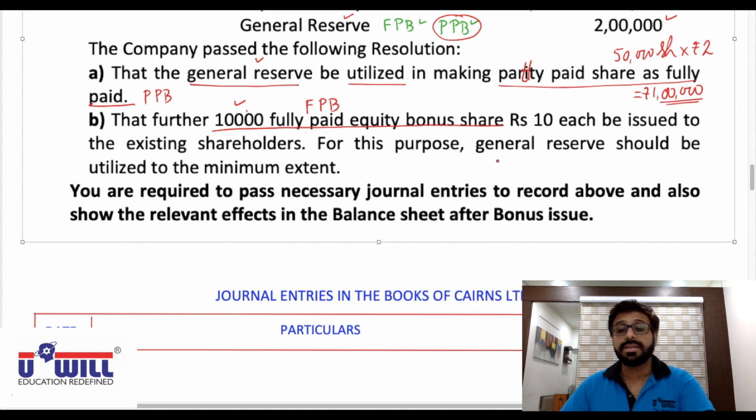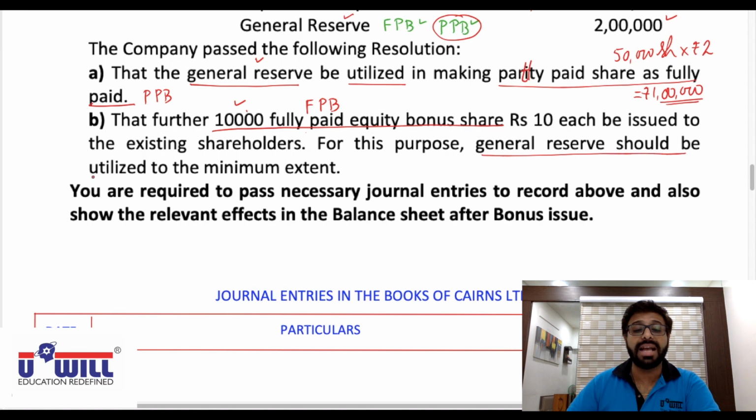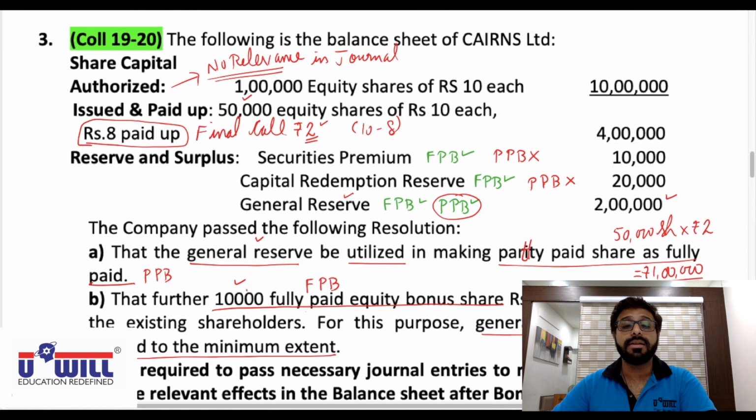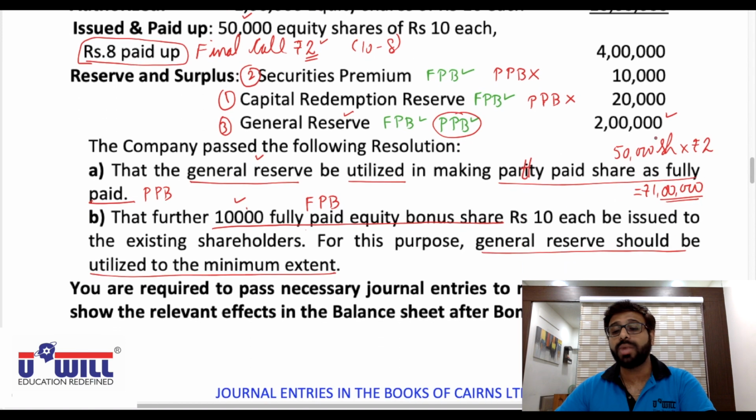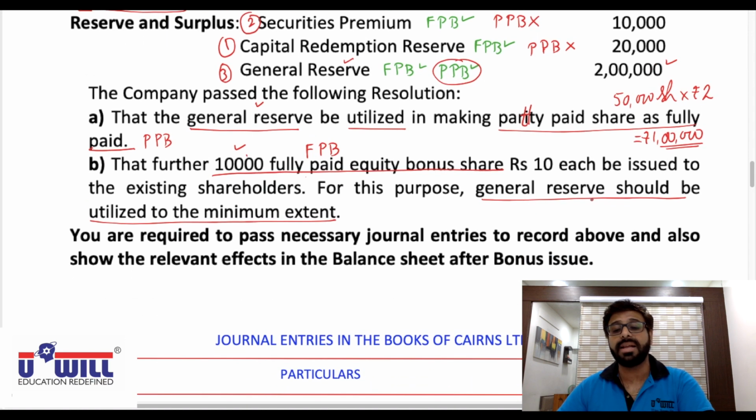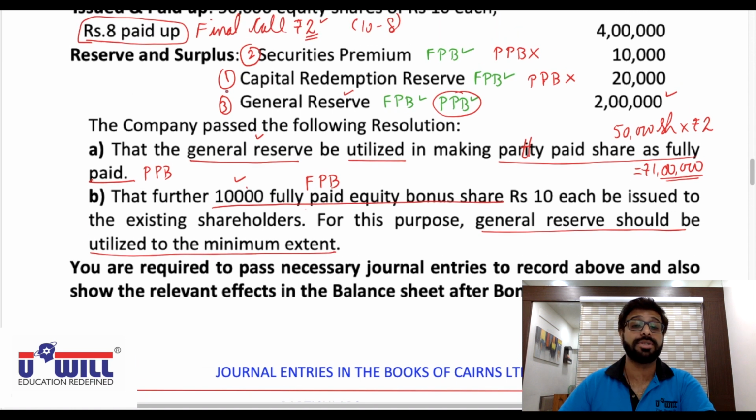For this purpose, general reserve should be utilized to the minimum extent. Quite obviously, first priority we will be using capital redemption reserve, second priority security premium, and third priority from 2 lakhs we use 1 lakh, 1 lakh is still remaining. So third priority we will use whatever balance amount required for this 10,000 shares from general reserve. In general reserve, 2 lakh minus 1 lakh, 1 lakh is still remaining.